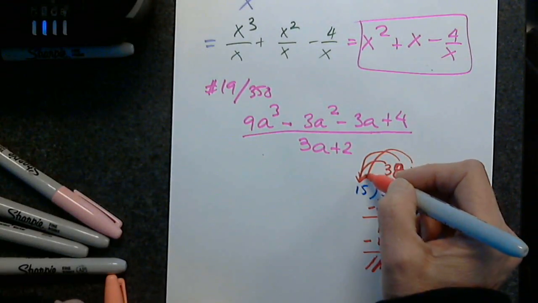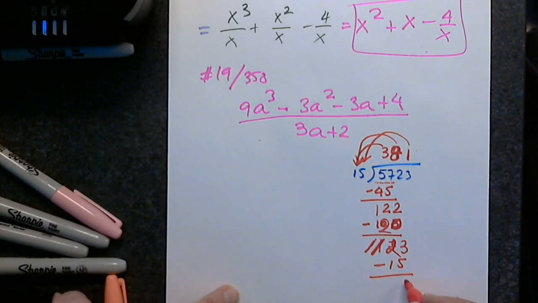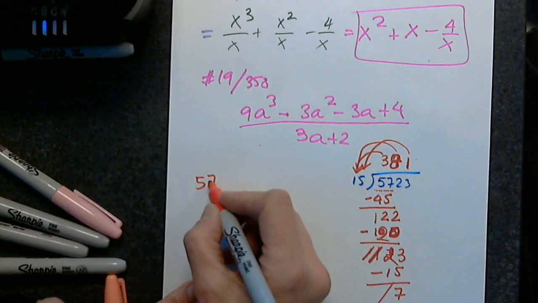I go back, I distribute the 1. 1 times 15 is 15. But I have to change the sign. And the answer is 7. How do I write the final simplified form of this?